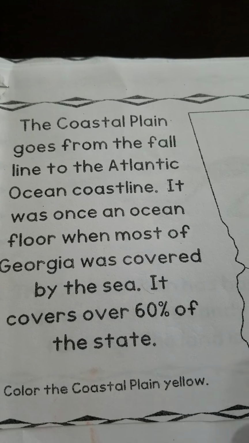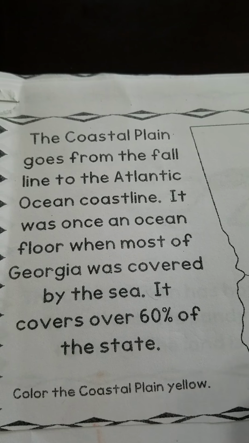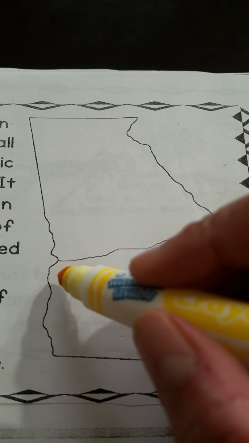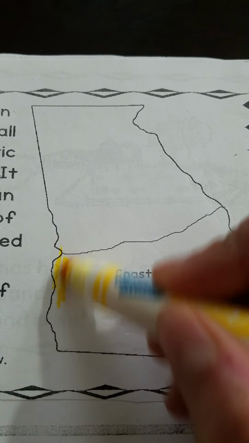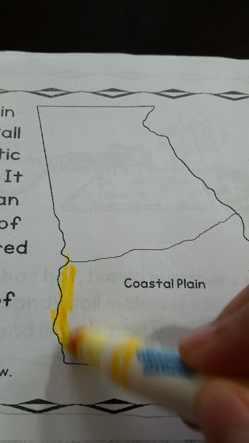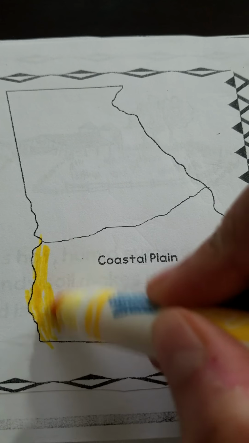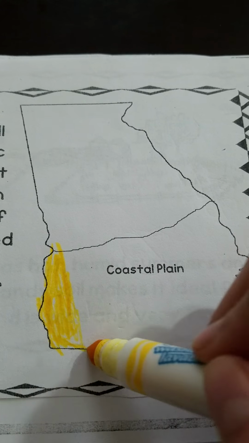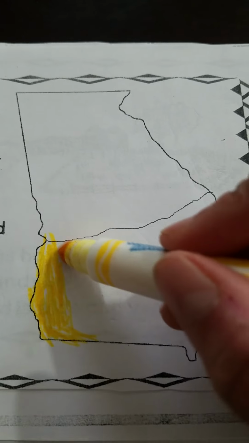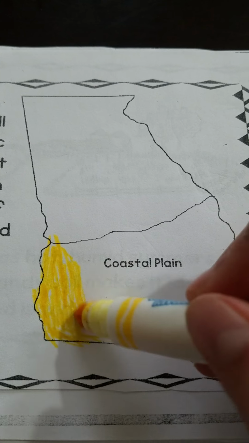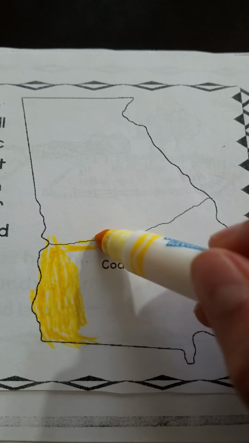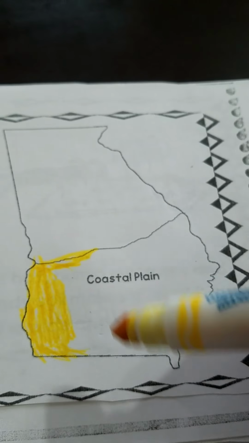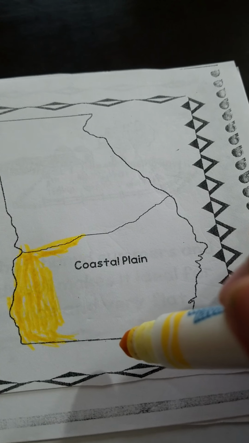So this is basically only about the coastal plain of a certain state. It could be done that way, and then there's a little map of the state where it shows the coastal plain. This is easier because if you color up the coastal plain, you'll remember it better. So you know that it goes from the fall line to the Atlantic Ocean.